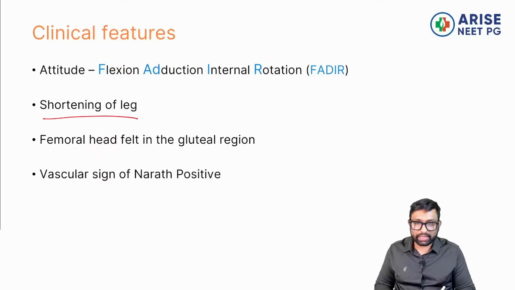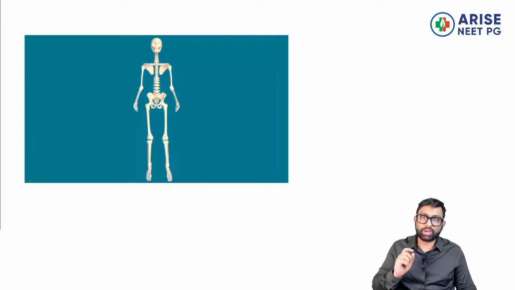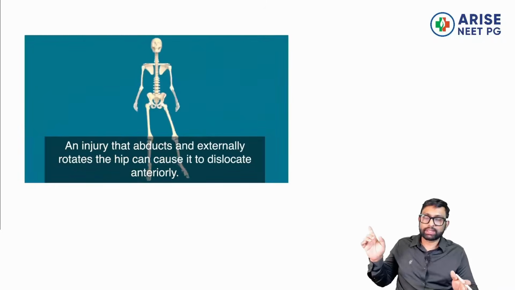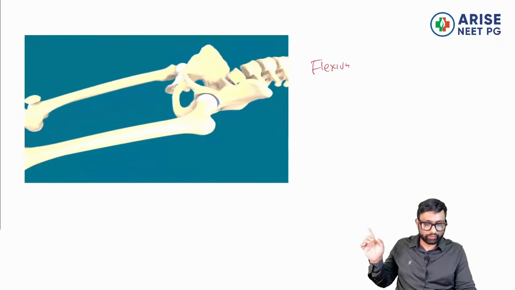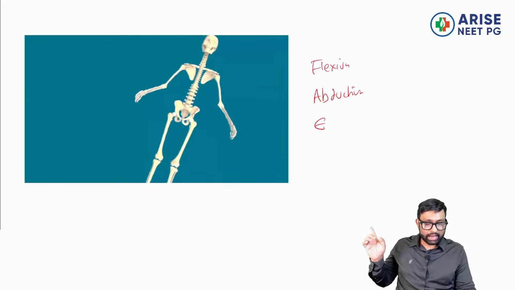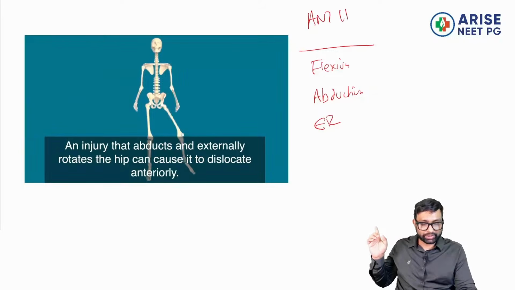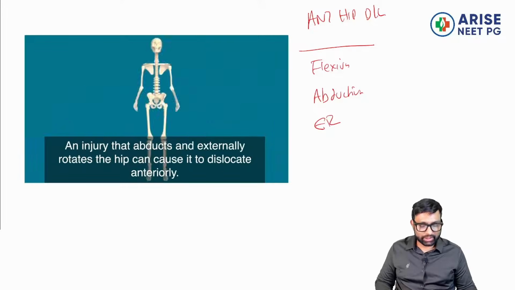Patient will have a shortened leg, femoral head is felt in the gluteal region, there will be vascular sign of Nélaton which is positive. But in a patient with an anterior dislocation where the leg goes away, what do you notice? So look at this, the patient's leg is going into flexion. Do you agree? It's going into flexion. It is going into abduction and external rotation. So in a patient with an anterior hip dislocation, leg is going into flexion, abduction, external rotation.